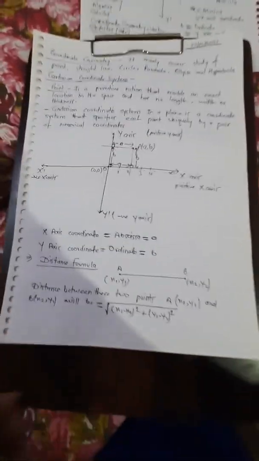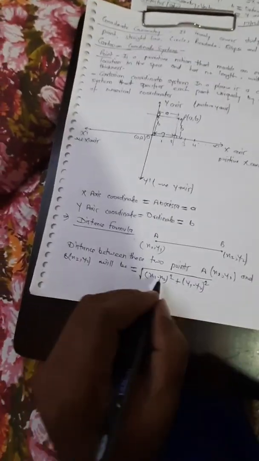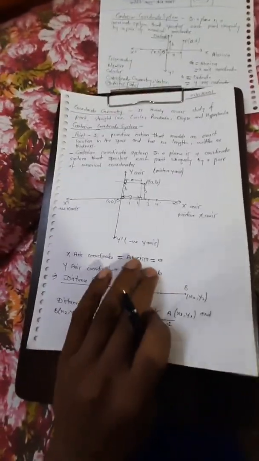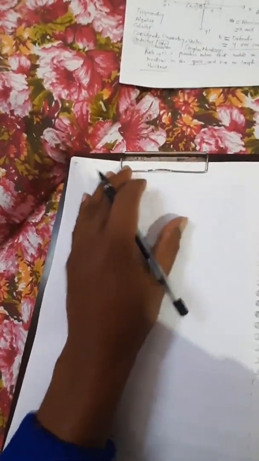Now with the help of this Cartesian system, you can understand how we can derive this formula. For understanding this, we need to draw one more Cartesian system. We will do it on the next page. So this is the Cartesian system.